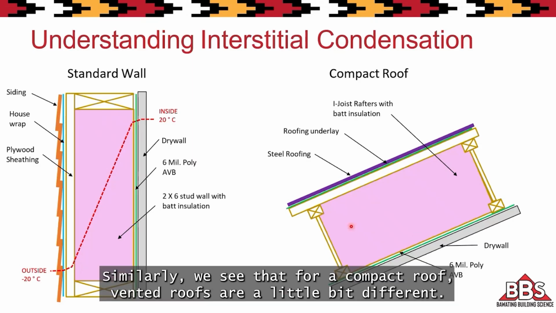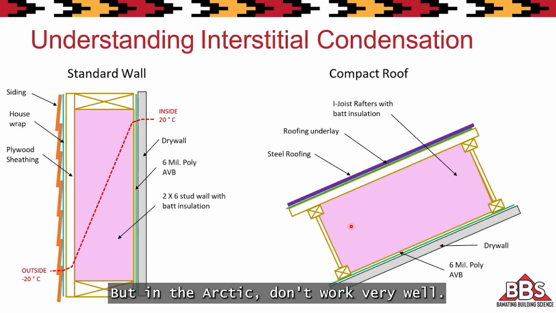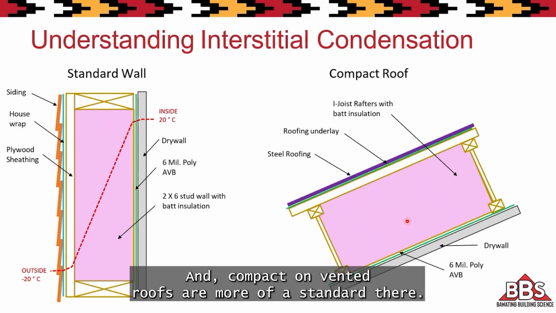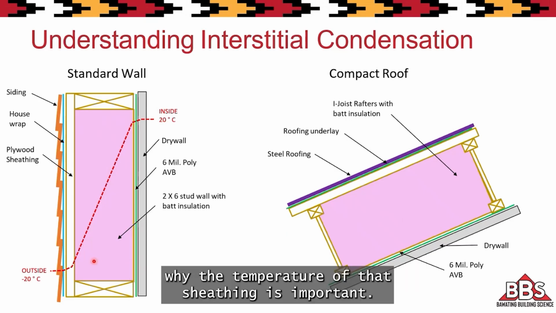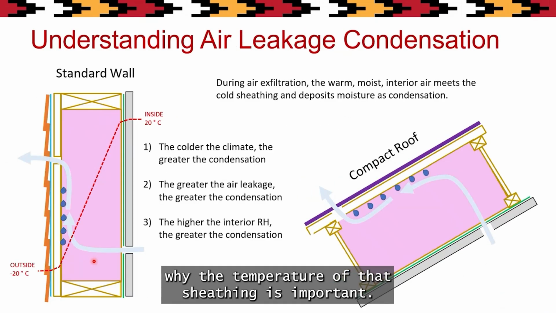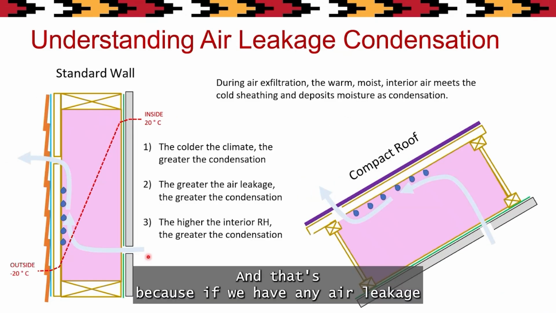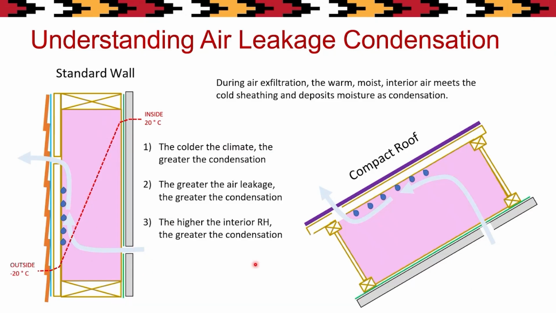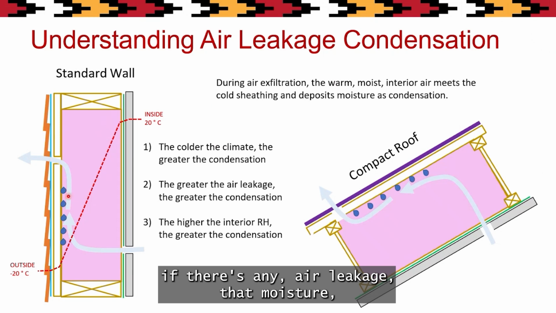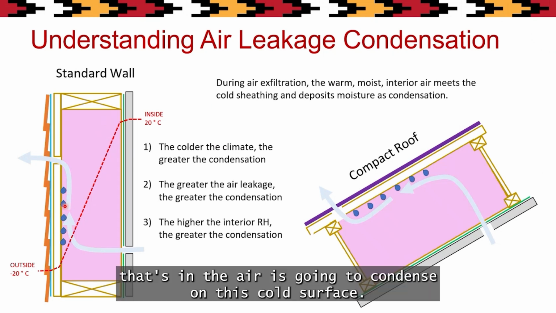Similarly, we see that for a compact roof. Vented roofs are a little bit different, but in the Arctic don't work very well, and compact unvented roofs are more of the standard there. And so let's see why the temperature of that sheathing is important. That's because if we have any air leakage from inside the building into this wall or inside of this roof, if there's any air leakage, that moisture that's in the air is going to condense on this cold surface.